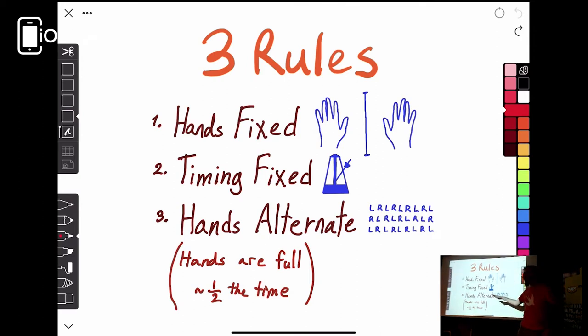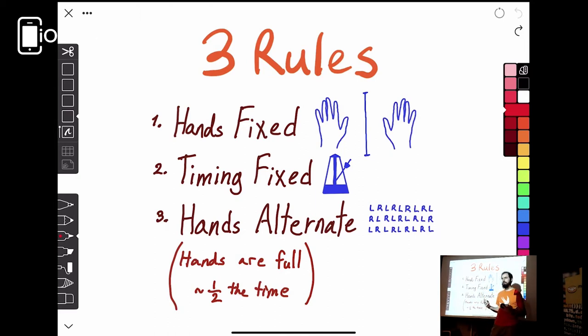So these are the rules. This is a simplified set of rules, and from these rules, we can start to figure out a way to talk about juggling patterns. So the first rule is that the hands are fixed. They don't cross over. So all this business is illegal. We have to stay left, right, left, right.